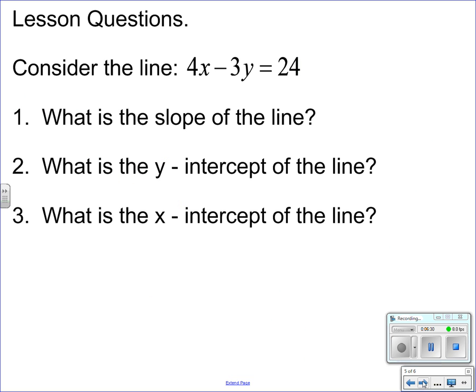Here are your 3 lesson questions for the day.